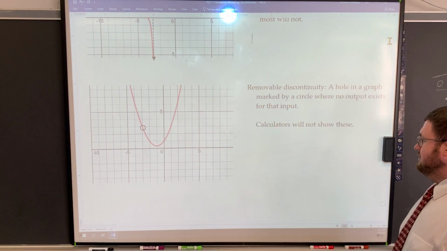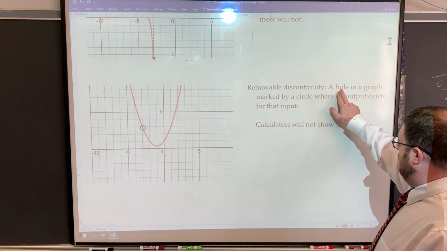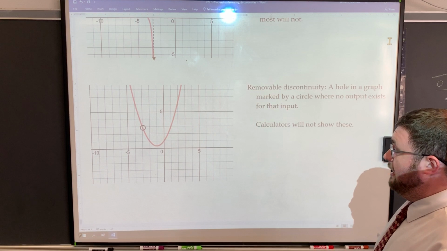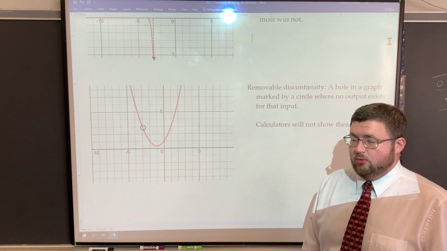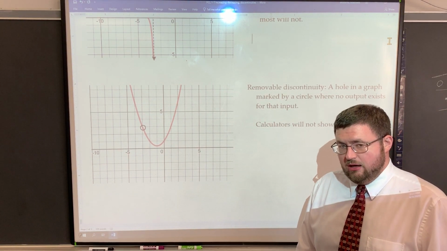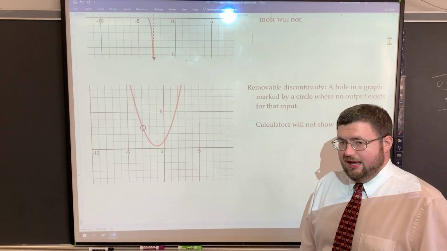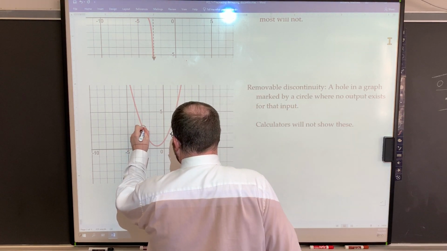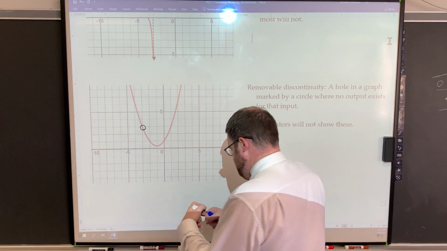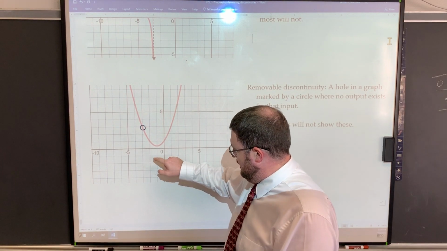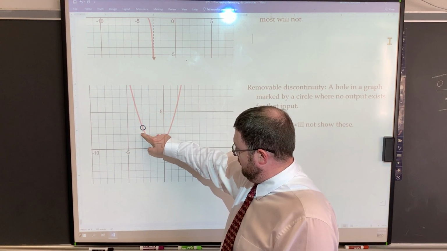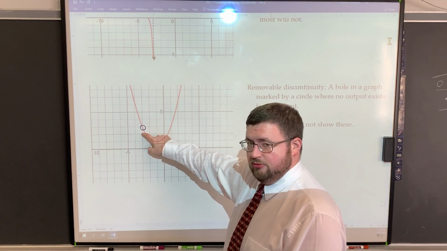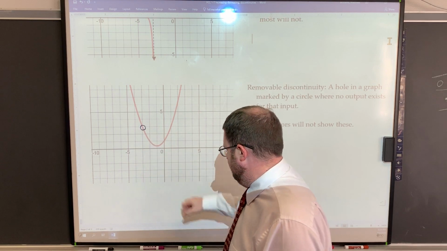Then we have removable discontinuities. A removable discontinuity is a hole in the graph marked by a circle where no output exists for that input. Calculators will not show these. They will give you an error if you're calculating it, but they will not actually show the hole in your graphing, and you have to graph that hole yourself by marking a circle on top of that point. So right here, there's a removable discontinuity at an x value of -3. That y value is just about at +3. And if any of you ever go into calculus, you'll learn how to calculate exactly where those removable discontinuities are.